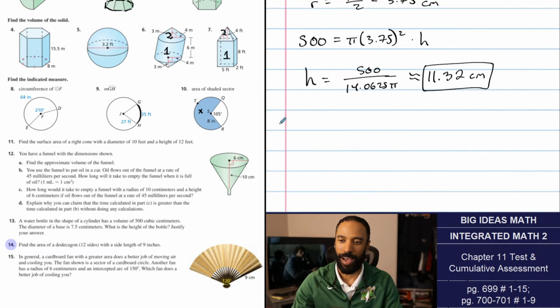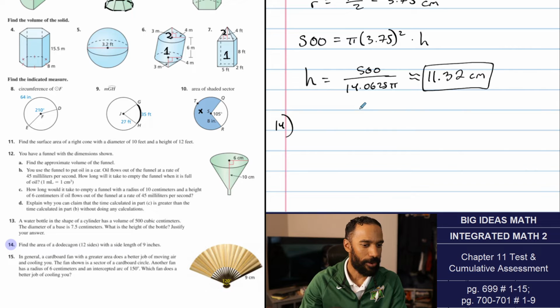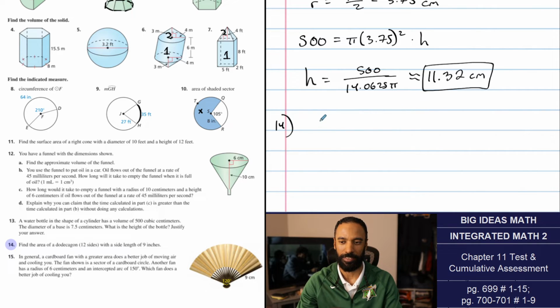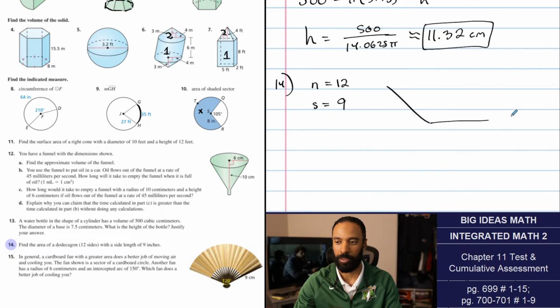Number 14, find the area of a dodecagon with a side length of 9 inches. So, a dodecagon has 12 sides. The side length of each is 9. When we're looking at the bottom of it, I always draw it like that to get used to it, because we have to find the apothem. It's all about central angles, apothem, stuff like that. Side length is 9 inches. Half of that is 4.5 inches right there. We have to find this apothem.